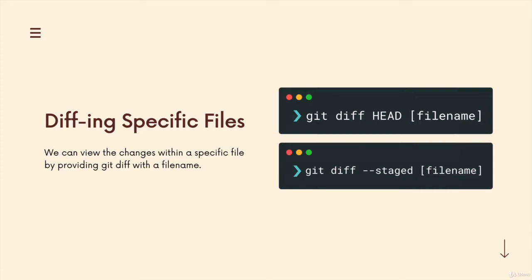Another thing we can do is narrow down the diff to a specific file or files. So instead of just everything, all unstaged changes or all staged changes or all changes since HEAD, whatever we're actually looking at, we can narrow it down and say only in this one file.